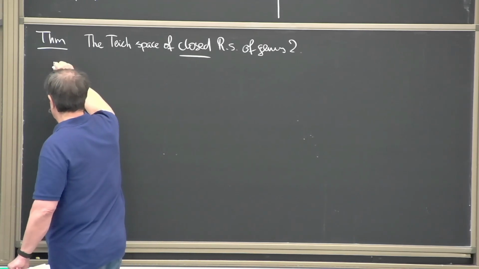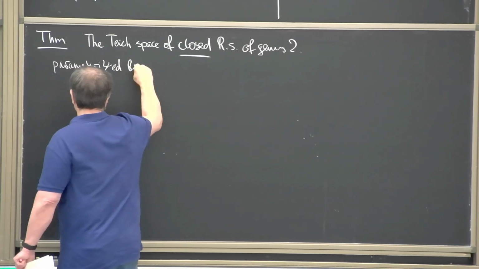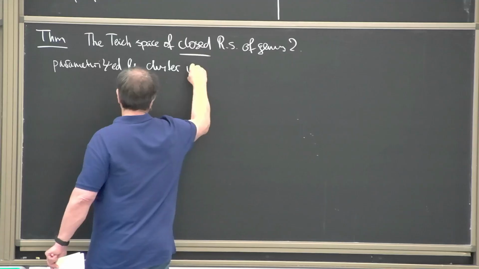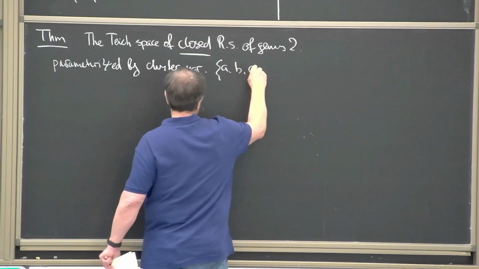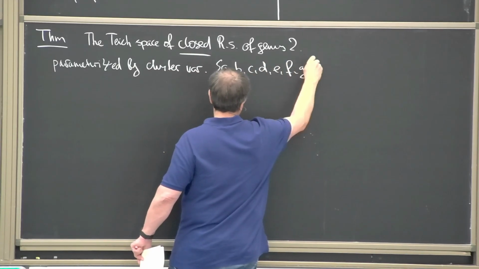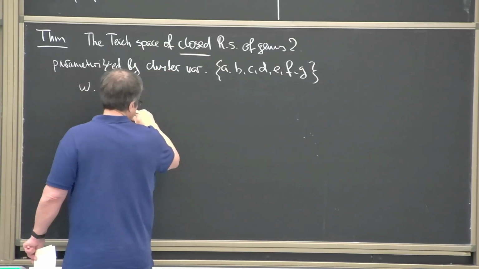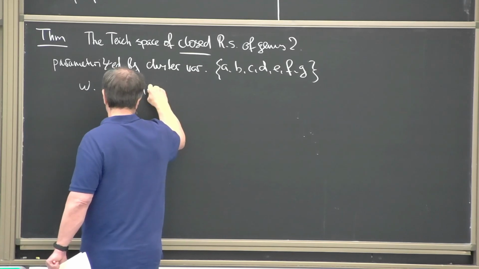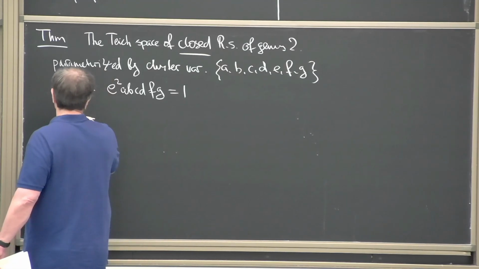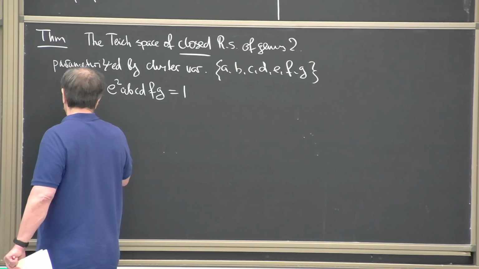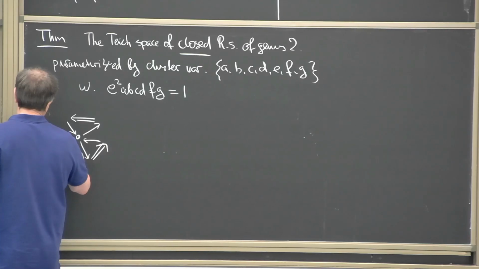Then it's parameterized by cluster variables. There are 7 of them. For some technical reason, we have to add one extra vertex with the condition that E squared A, B, C, D, F, G equals 1. One of the possibilities of drawing this quiver is the quiver of exceptional type X7 in this quiver classification.